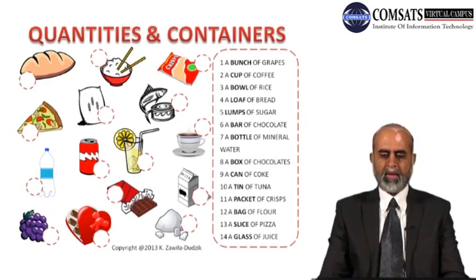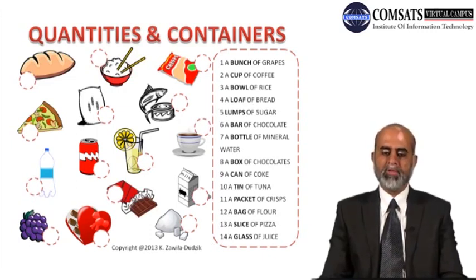Okay, you have a bunch of grapes. गुच्छे को कहते हैं, a bunch of grapes. So you can't say 1 grape, 2 grapes, 3 grapes. Instead, you will say a bunch of grapes. A cup of coffee. Okay, so a cup is the measuring unit here. A bowl of rice. Of course, you can also say a kilo of rice, half kilo of rice, but you can also say a plate of rice, a bowl of rice, etc. A loaf of bread, we've done that already.